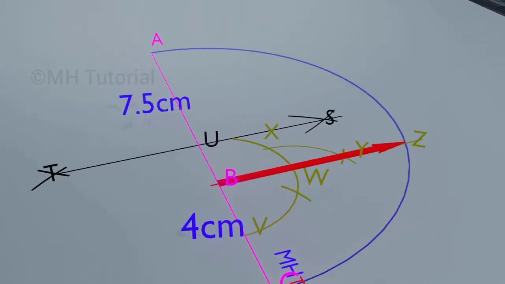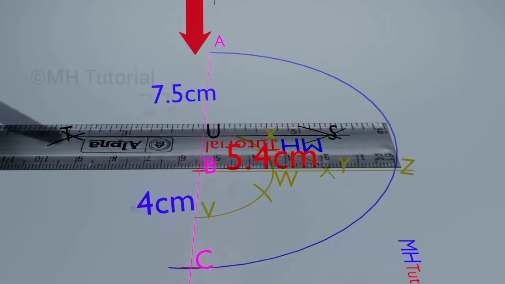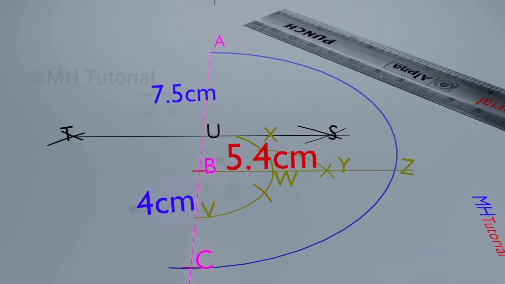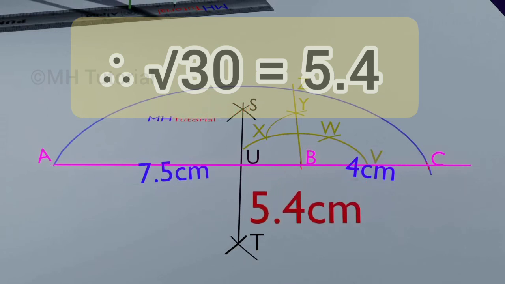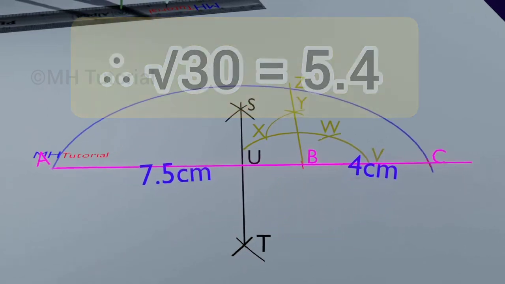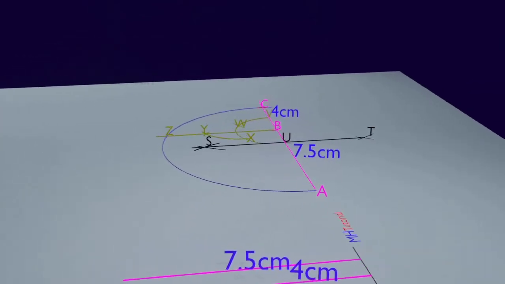Using a simple centimeter scale, the length of BZ is measured. And it comes out to be 5.4 centimeters. So the square root of 30 is 5.4. It is possible to reduce the amount of error by using quality geometrical instruments and practicing it repeatedly.